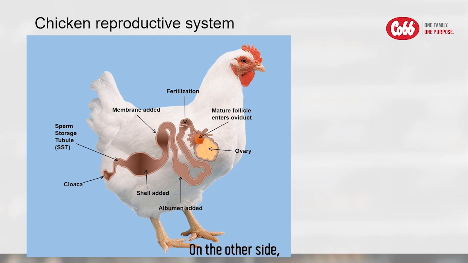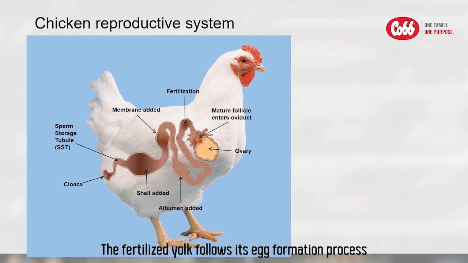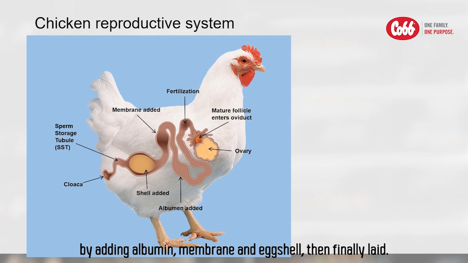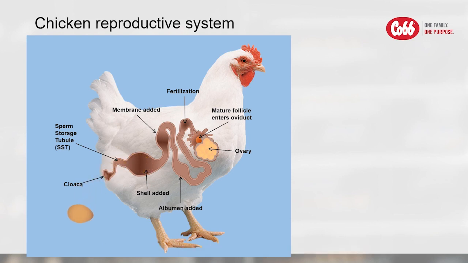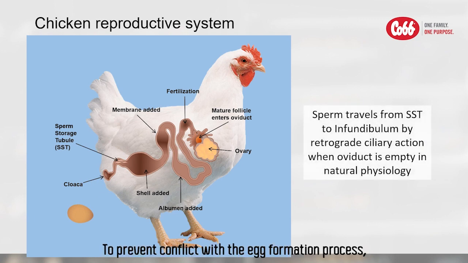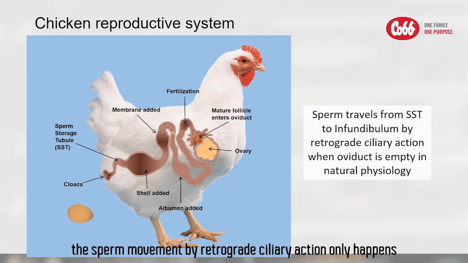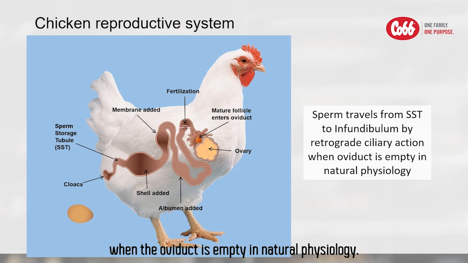On the other side, mature yolk will be ovulated to the infundibulum, then fertilized by sperm. The fertilized yolk follows its egg formation process by adding albumin, membrane, and eggshell, then finally laid. To prevent conflict with the egg formation process, the sperm movement by retrograde ciliary action only happens when the oviduct is empty in natural physiology.